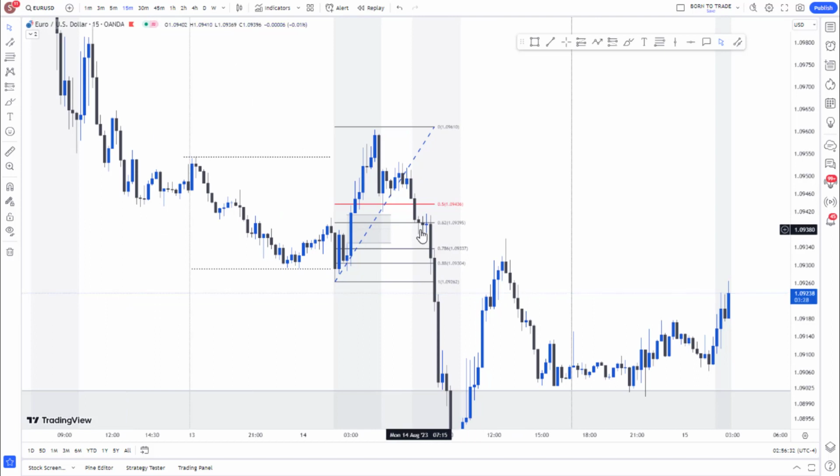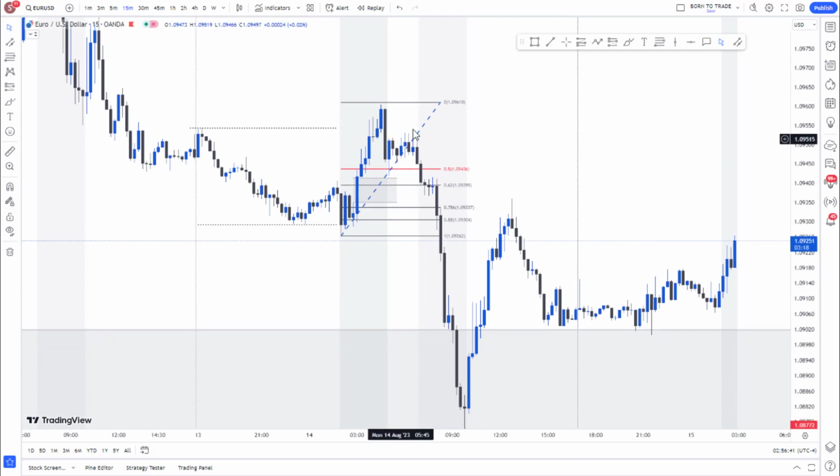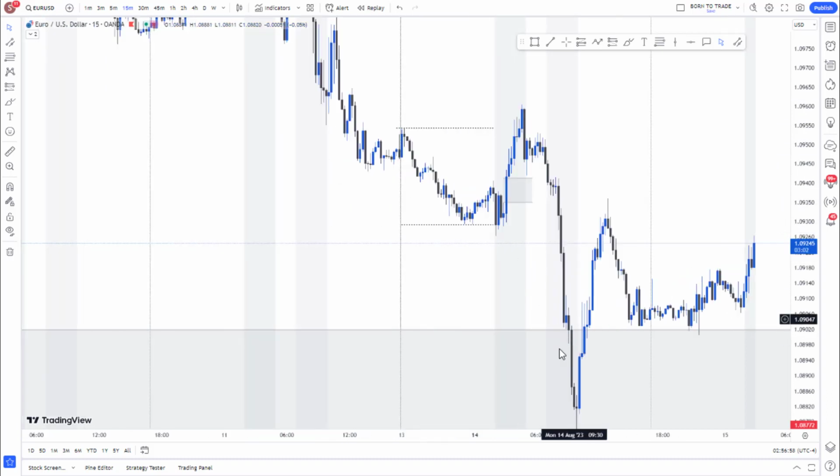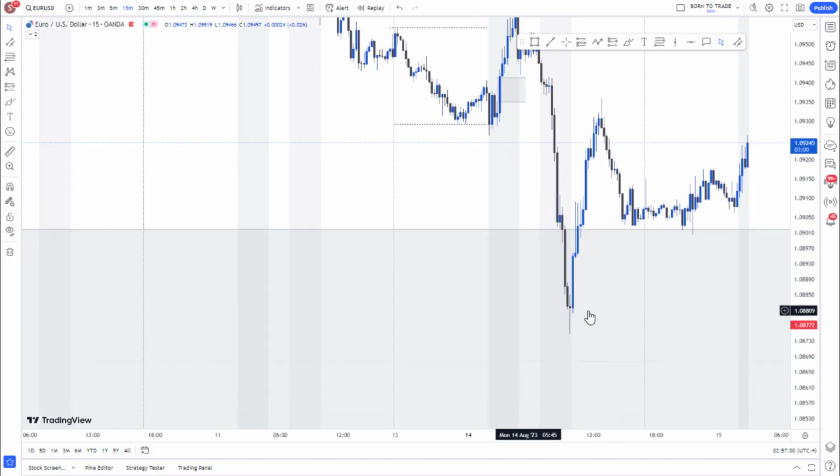Price rejected 3 times. You have exhaustion candles right here. It's a failed setup for me. That is a totally failed setup during the London Killzone, during the New York Killzone. So if you wanted to take an optimal trade entry, you would have lost the trade. But if you took the London Killzone into consideration, you got a few pips before price reversed totally to the downside.